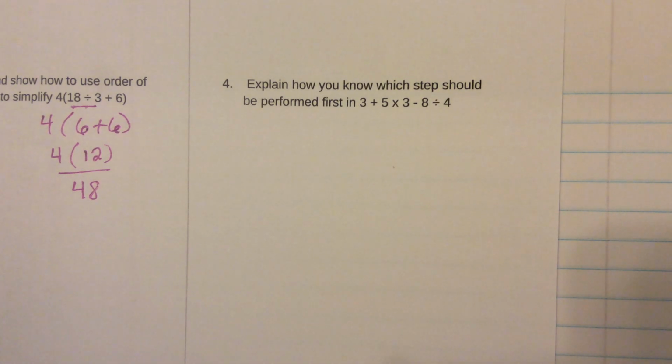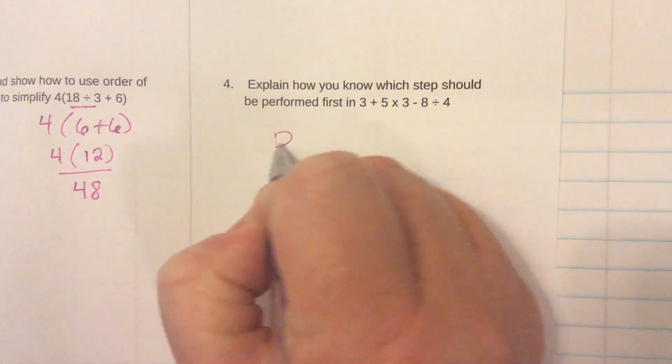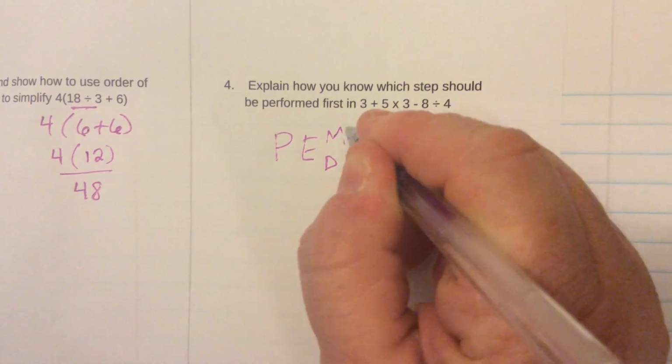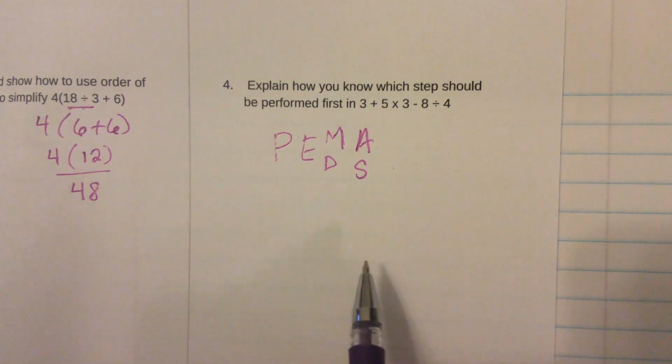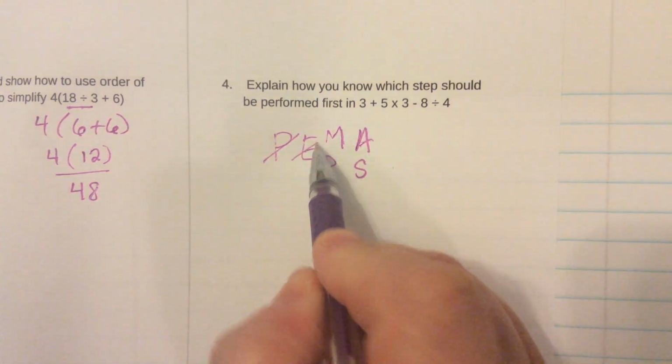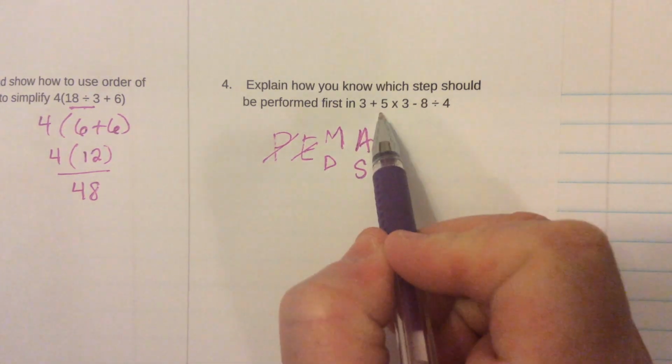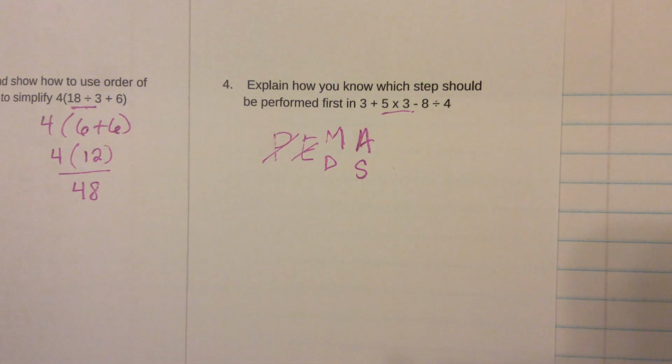Explain, that means give me sentences, how you know which step should be performed first. Okay, well remember, we have our rules here that say parentheses, exponents, and then multiply or divide, and then add or subtract. Okay, so I do not have any parentheses. I do not have any exponents. So now I have multiply and divide, and I have to find the one that's on the left. Okay, so the first one I see here is that. So that is my first step, the multiplication, because it is the first one between the multiplication and the division that's on the left. Okay, put that into your words.